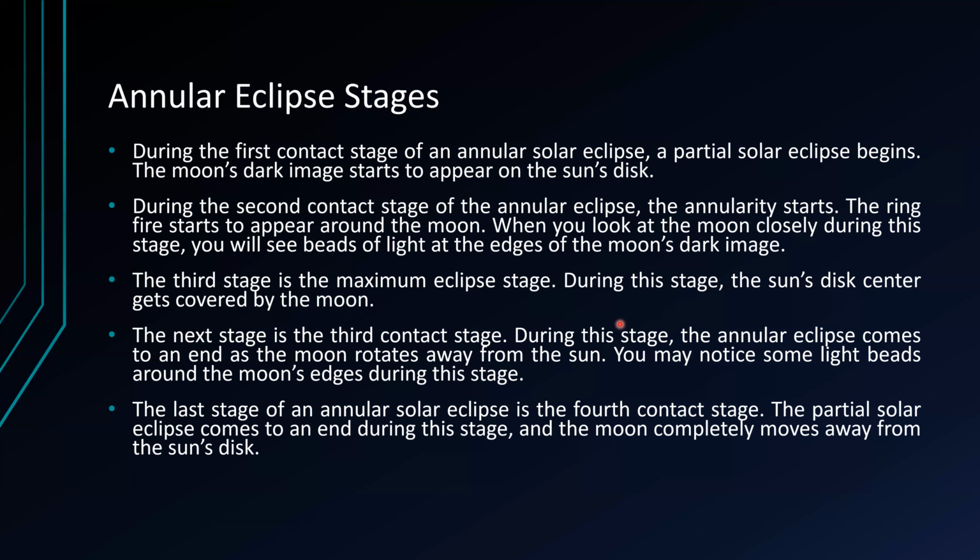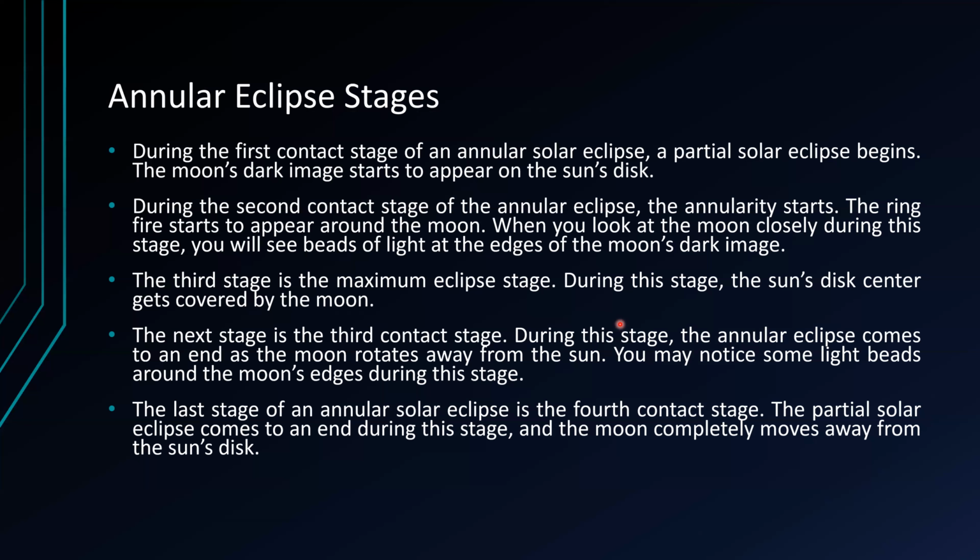The third stage is the maximum eclipse. This is the point where the sun's disk is maximally covered by the moon. This is the point where the area around the shadow is at its darkest, if that makes sense. So it's basically you're standing at the center point of the shadow at that point in time.